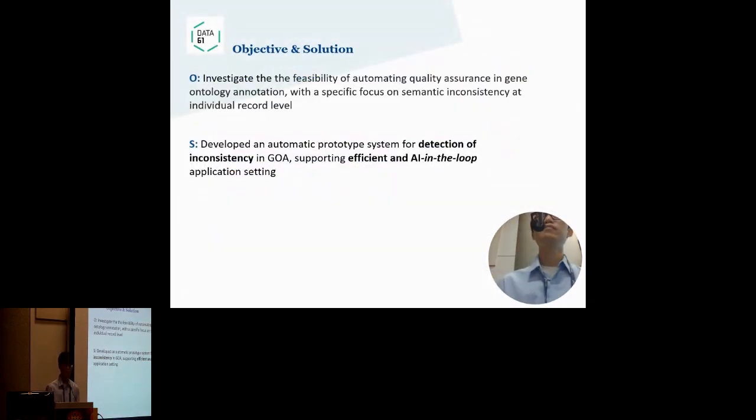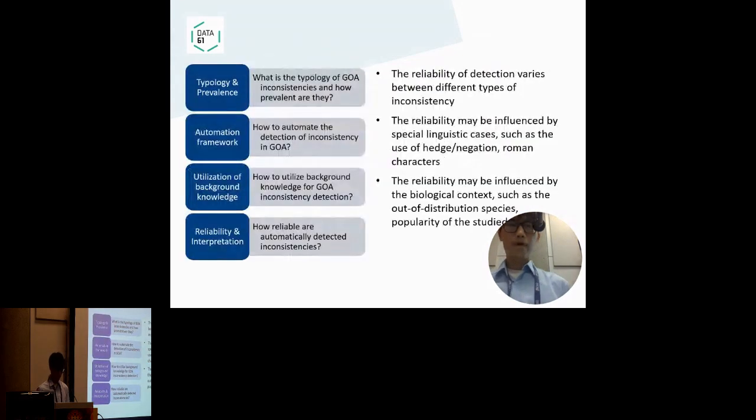To tackle the introduced challenges, we developed a feasible prototype automatic system to detect these inconsistencies. Most importantly, we have to ensure that the system can satisfy a human-in-the-loop or AI-in-the-loop application setting. Our studies involve answering four major questions. I'm not sure why the animation of my slide is not working, so it only shows the fourth question.